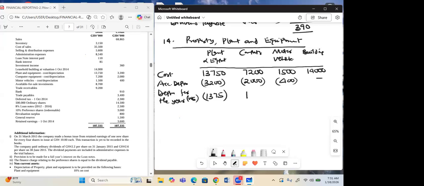Computer is 1,800. What about motor vehicle? 220. What about building? 560. At the end of the day, this was the carrying amount.